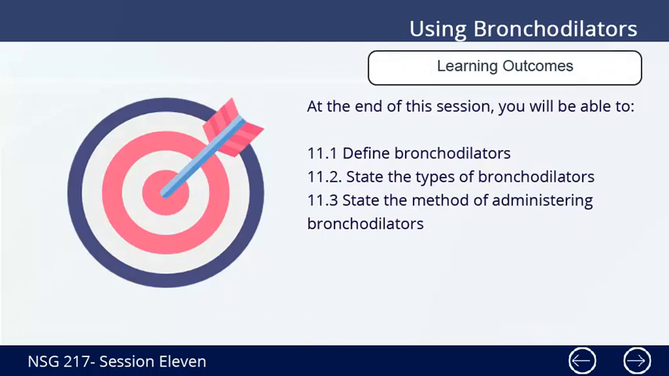At the end of this session, you'll be able to: 1. Define bronchodilators, 2. State the types of bronchodilators, and 3. State methods of administering bronchodilators.